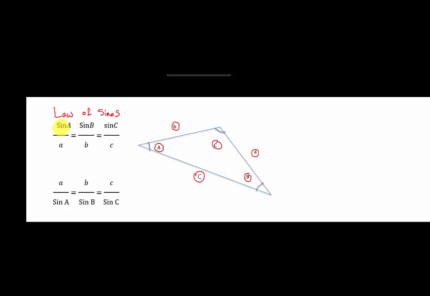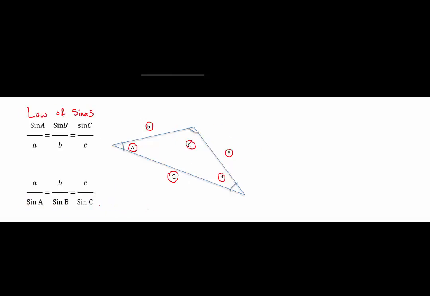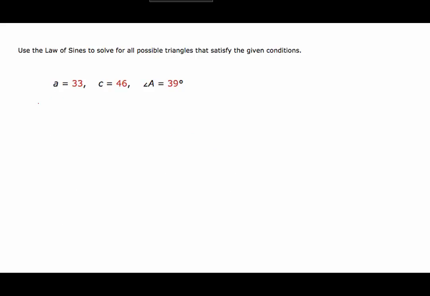And we can put the sine of the angle on the top of these ratios and the opposite sides on the bottom, or we can put the sides on the top and then the sines of the corresponding angles on the bottom. Now, how is this useful? Well, this is useful whether we have a right triangle or not. We are to use the law of sines to solve for all possible triangles that satisfy the given conditions.